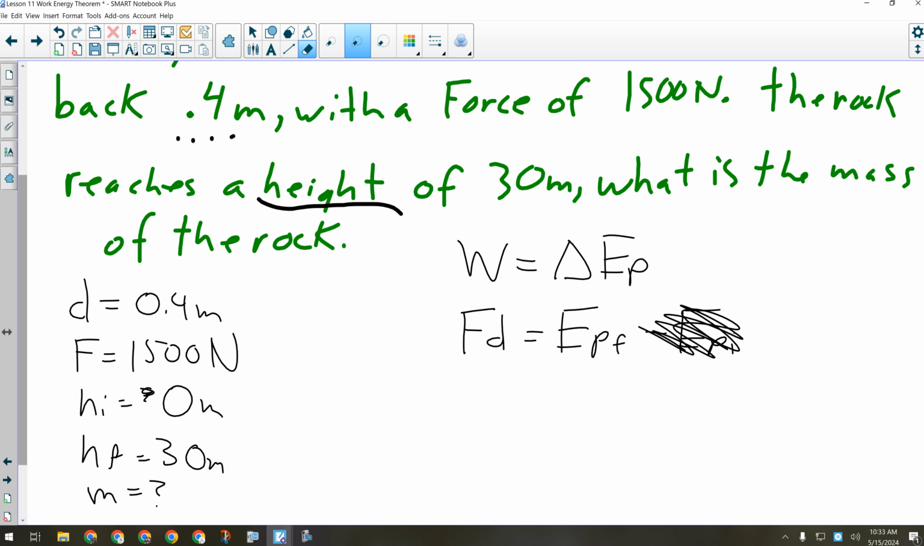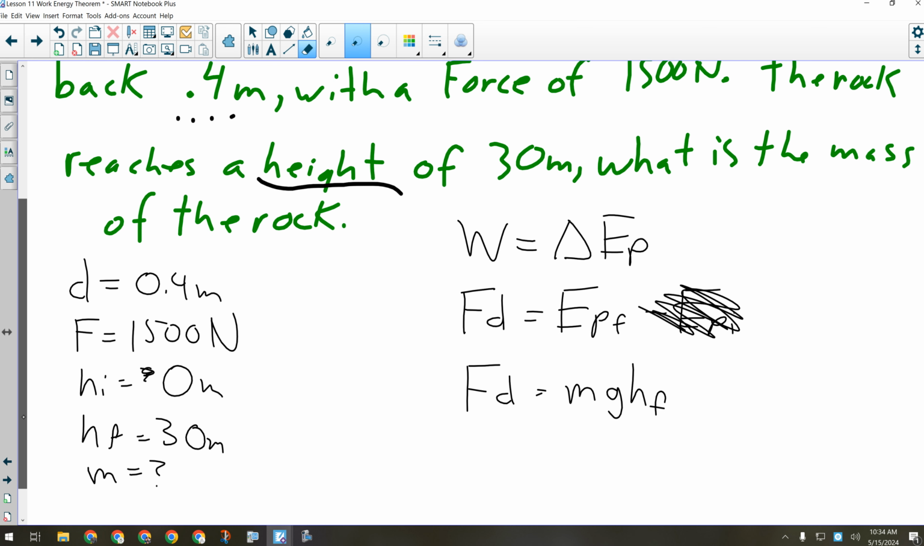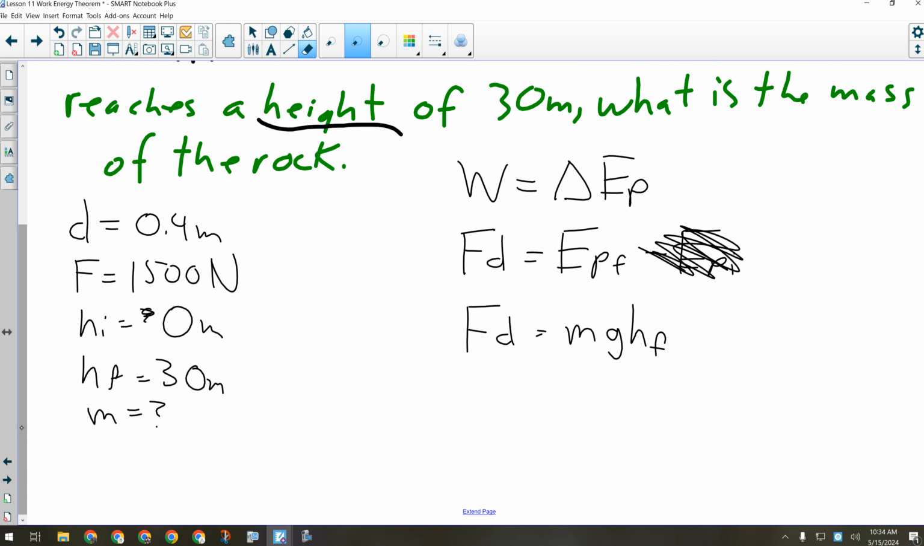Can I plug in formulas now? I'm at that point. If I'm going to solve for the mass, I've got to get mass into this equation somewhere. I don't have it in there yet. So I'm going to say force times distance equals the final potential energy, which I calculate with M times G times H, in this case H final. Everyone following me so far? So now I need to get mass by itself. What do I do?